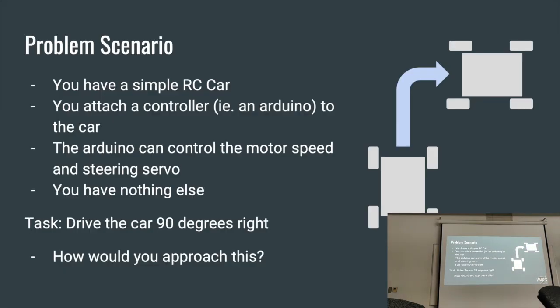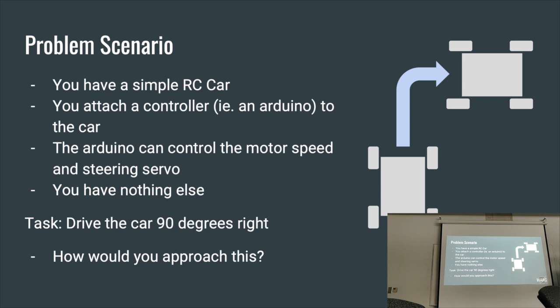So let's get started with a problem scenario. Say you've got an RC car and you've got some controller on it that's able to control the actual motors on it. You can control the actual speed of the car and you can control its steering angle. Those are the two things you can control, and you have no other sensors on it. So the task is to drive the car exactly 90 degrees to the right. I'm going a certain direction and I want to go 90 degrees to the right. How would you approach this? Does anyone have any clues? No wrong answers here.